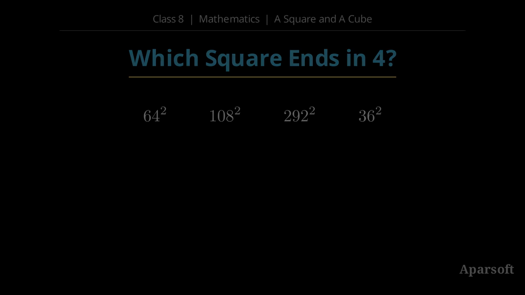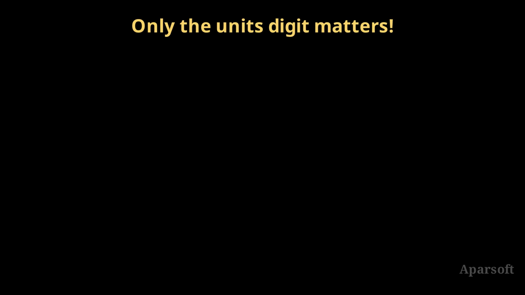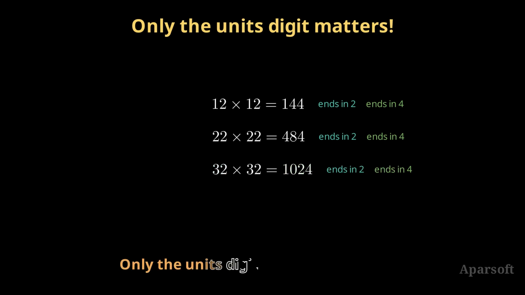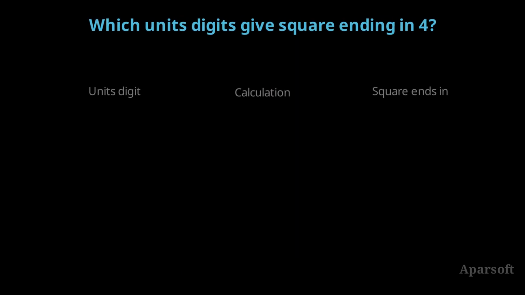Let us find out. Before we tackle those big numbers, let us remember a powerful shortcut from this chapter. When we square a number, what does the units digit of the answer depend on? Watch this. 12 squared is 144. The base ends in 2 and the square ends in 4. 22 squared is 484. Again the base ends in 2 and the square ends in 4. 32 squared is 1024. Once more the base ends in 2 and the square ends in 4. See the pattern? The other digits, the tens, the hundreds, do not affect the units digit of the square at all. So which units digits give us a square ending in 4?